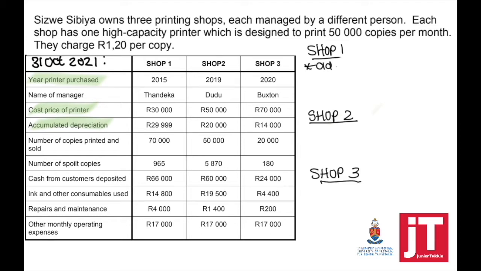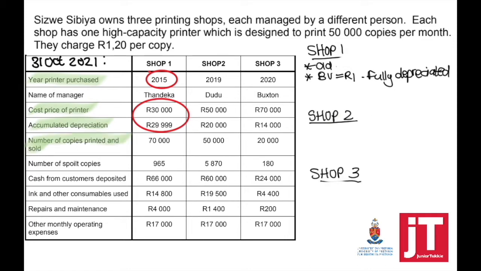So now if I go to the cost of the printer and accumulated depreciation, and we calculate the book value, we can see that the book value equals 1. This means that it has reached its lifespan. So I'm going to circle that as a potential problem. The book value is equal to 1, so it means it's fully depreciated.